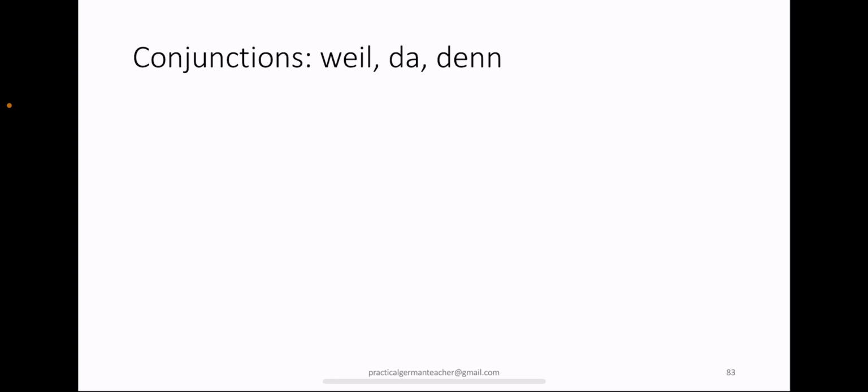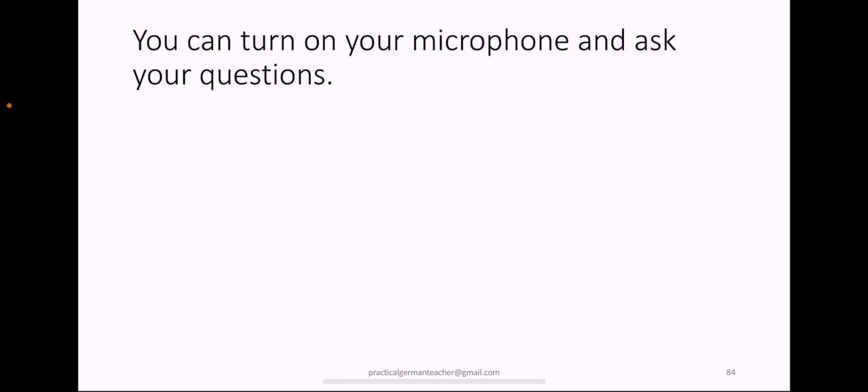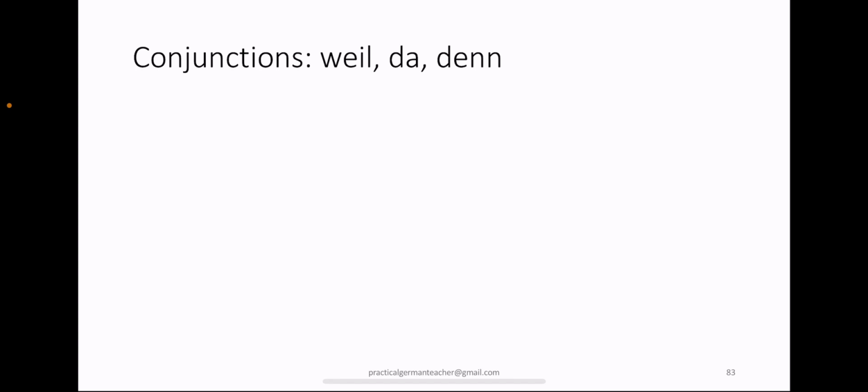Now, when do you use these? Weil, da, and denn, whenever you want to give a reason. You want to say A because B. So you want to say sentence A, comma, because sentence B. Sentence A is describing a situation, and then you want to say why this situation. I hope that is clear.